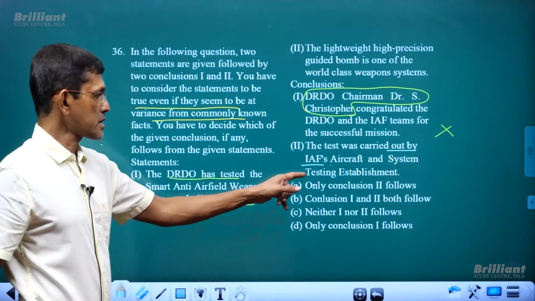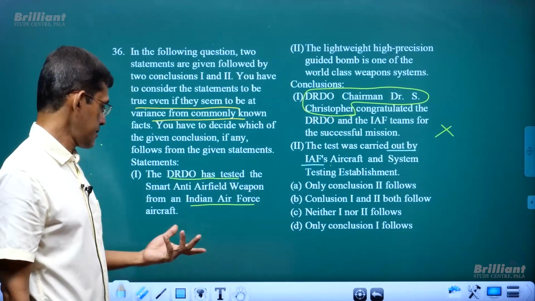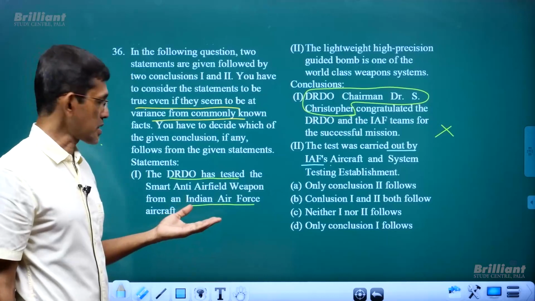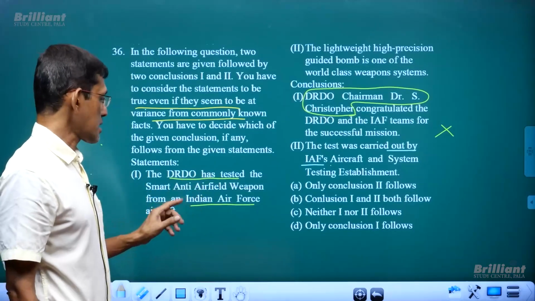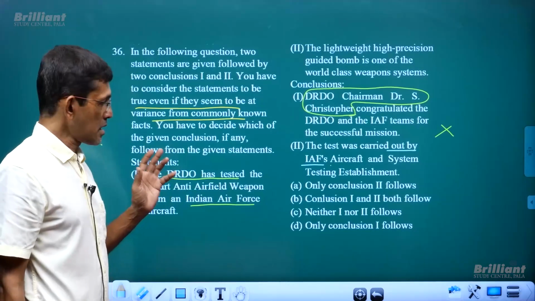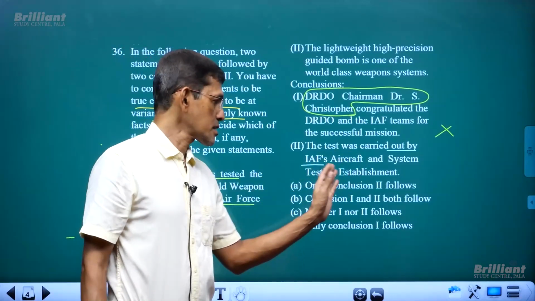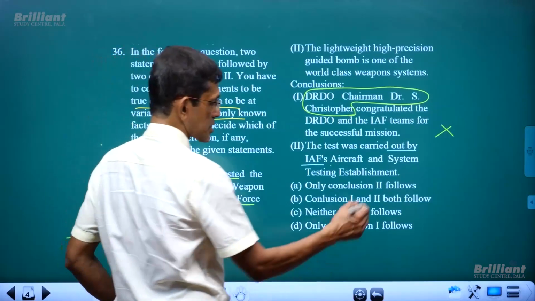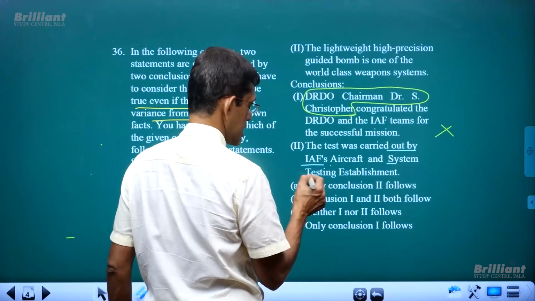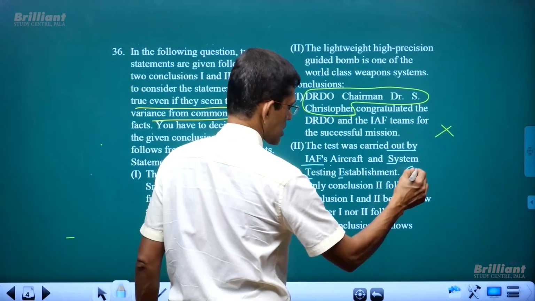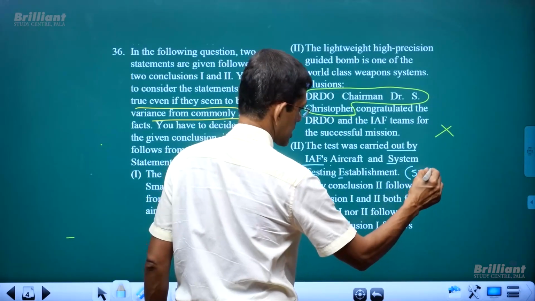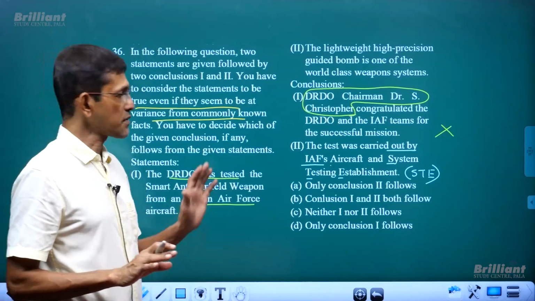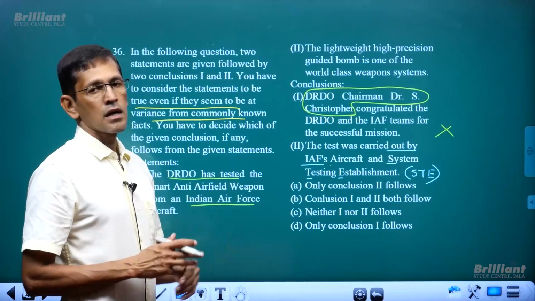And the system testing establishment. Well, anything is given about system testing establishment? DRDO has tested, okay, DRDO tested this. But where is that system testing establishment? Which is that? Since from this capital S, T and E, there could be another organization, something like STE. We have no idea, no information is given in the statement.